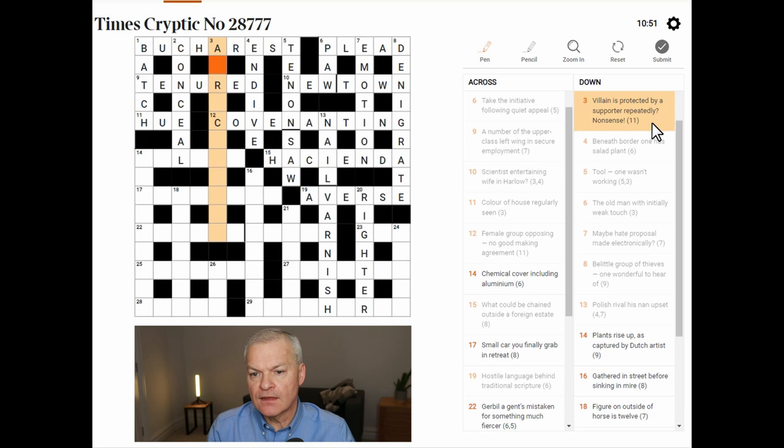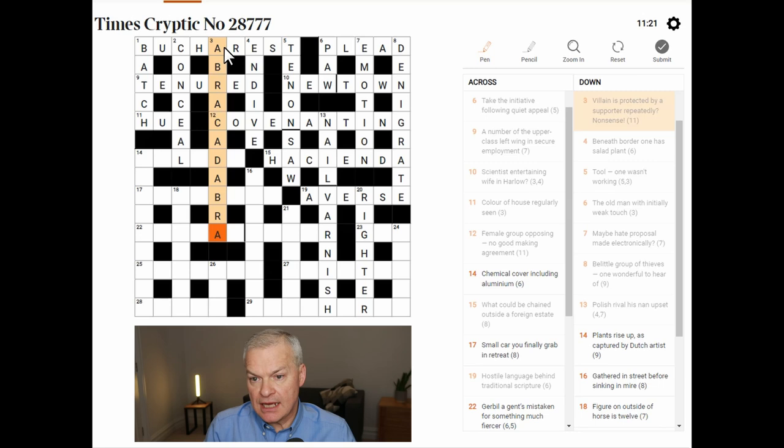Villain is protected by a supporter repeatedly. Nonsense. Okay, so it begins abra. And what else begins abra, apart from abracadabra? So, villain is cad, is protected by a supporter repeatedly.